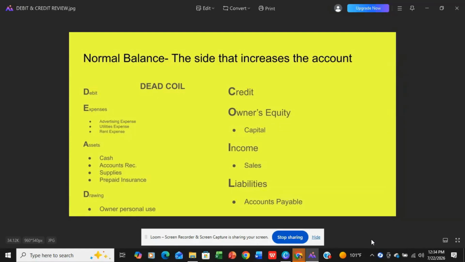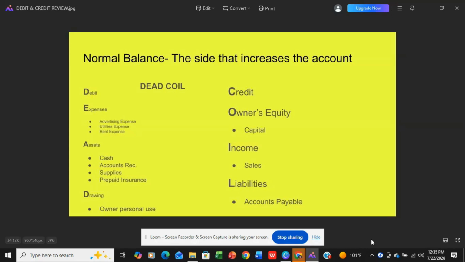So DED is the debit side. D stands for debit, E stands for expenses: advertising expense, utilities expense, and rent expense. Assets, some examples are cash, accounts receivable, supplies, and prepaid insurance. And then drawing, which is when the owner takes money out for personal use. So all these accounts, when you want to increase them, which is the normal balance, you would debit these accounts. However, if you want them to be decreased, then you would do the opposite, which would be to credit these accounts.